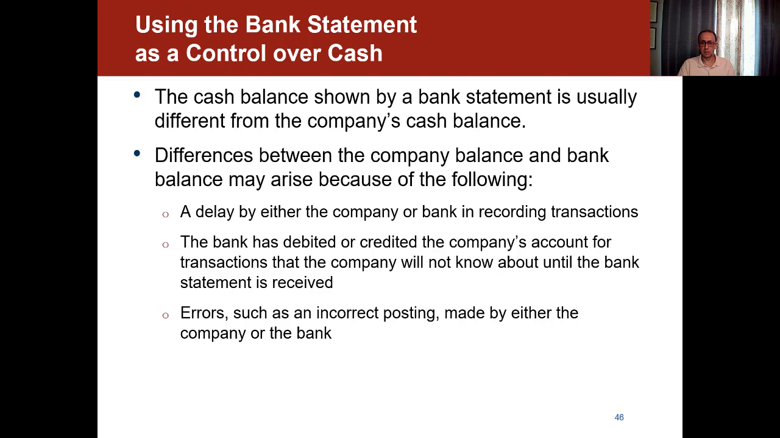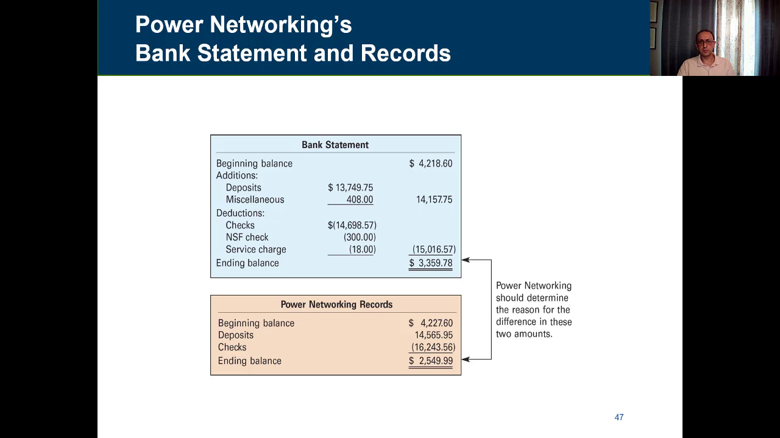This is why I call it information that the bank knows but we don't know about until we get the bank statement. And then it could be simply errors, such as an incorrect posting made by either the company or the bank. So this creates a problem. In many cases, we receive a bank statement and we compare it to our records, and you see that there are some differences. We see here that the ending balance is about $33.59, and the ending balance in our records is only $25.49. So why does the bank statement show more than we have in our records?